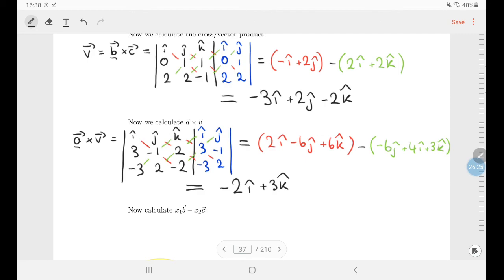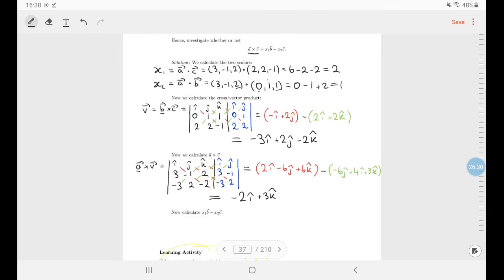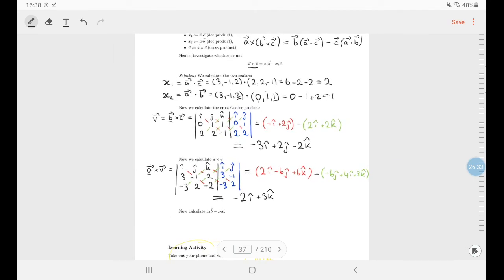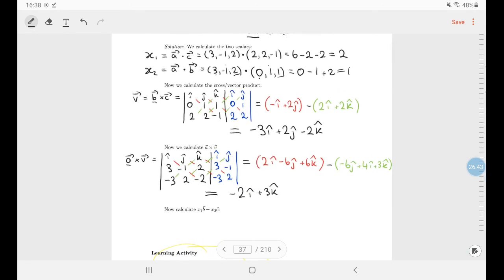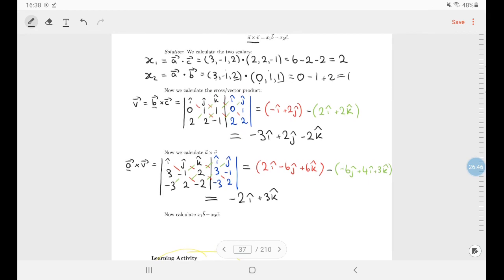And now let's calculate x1, now we're comparing this. We're comparing minus 2i plus 3k, which is a cross product v, with x1 b minus x2 c. So x1 is equal to 2, b is 0, 1, 1, minus x2, which we found to be 1, by c, which is the vector 2, 2, minus 1.